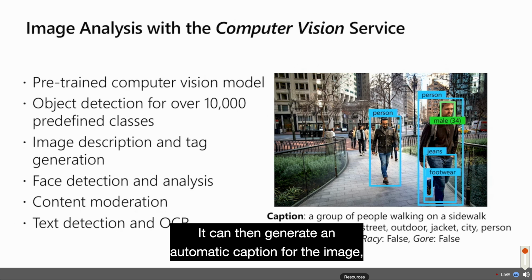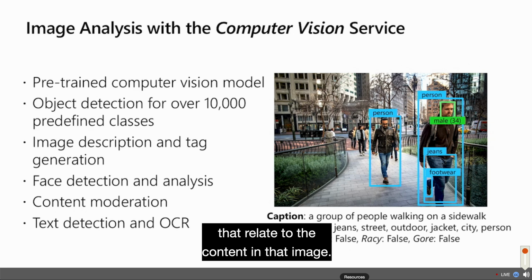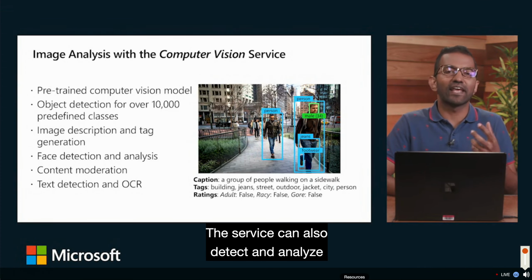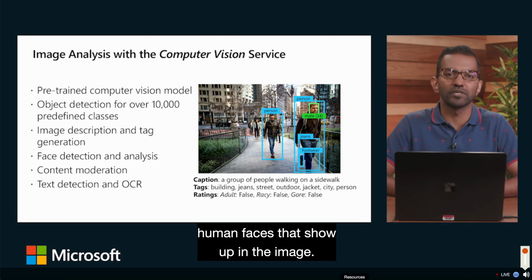It can then generate an automatic caption for that image and a set of relevant tags that relate to the contents in that image. Tags can be very useful if you need to index images and search for them in the future using relevant keywords. The service can also detect and analyze human faces that show up in the image.